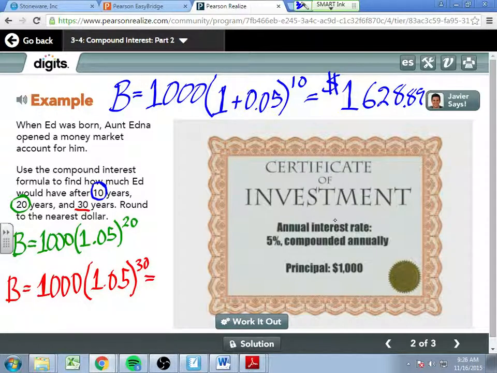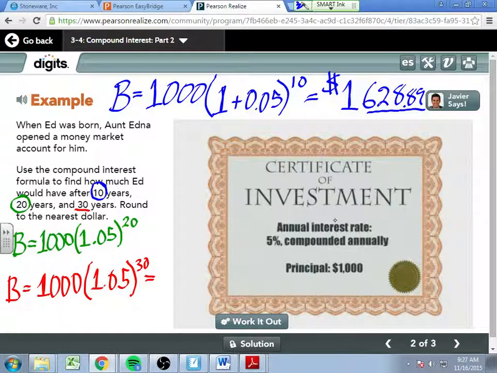So in 10 years, gravity works. In 10 years, you made $628.89 just by letting your money sit there. It says certificate of investment, but this is like when we talked about certificate of deposit, those CDs that you can get. That's the sort of situation. You put it away, you say, I'm not going to touch this for 10 years, and you get a better interest rate because 5% is pretty good.